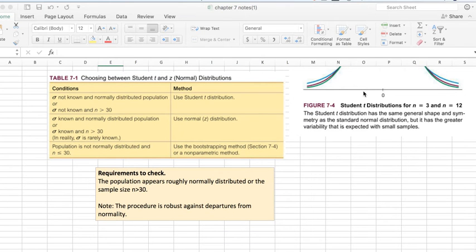There are two requirements to check before we use a t-distribution to estimate the population mean. We have to have a normally distributed population or a sample size of greater than 30. However, it doesn't have to be a completely normal distribution to use this. It is robust against departures from normality. So as long as the population is fairly normal with no outliers, the t-distribution will work to get the confidence interval for the population mean.